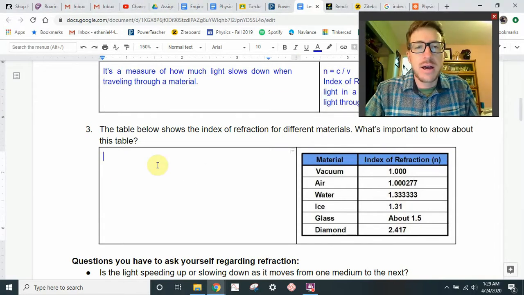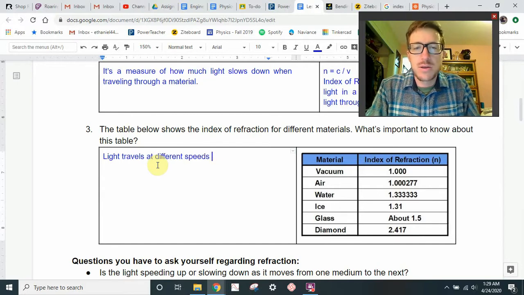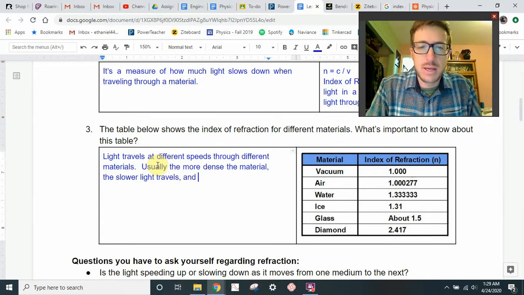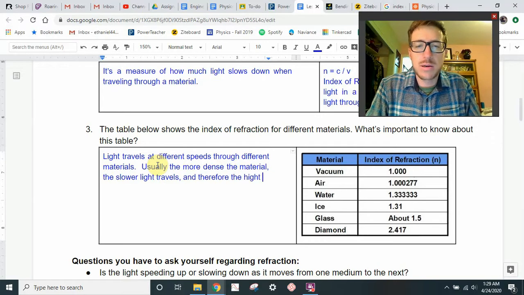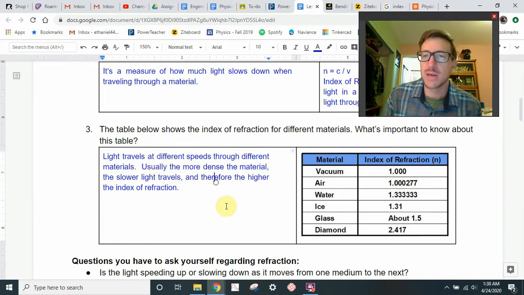The key thing is that light travels at different speeds through different materials. Usually, the more dense the material, the slower light travels, and therefore the higher the index of refraction. Right, and that's the key idea. So typically the more dense material that we get, the slower light travels, and we have a higher index of refraction.